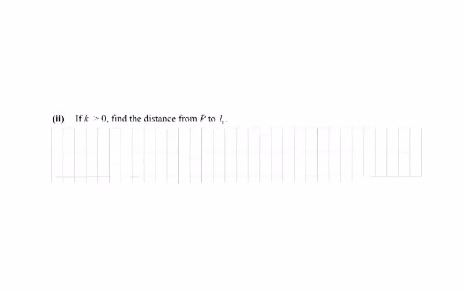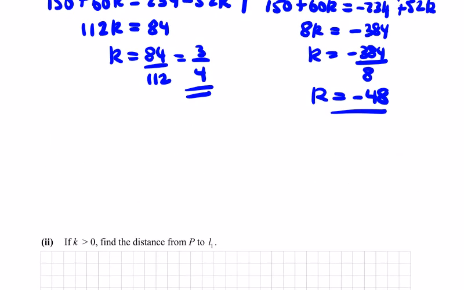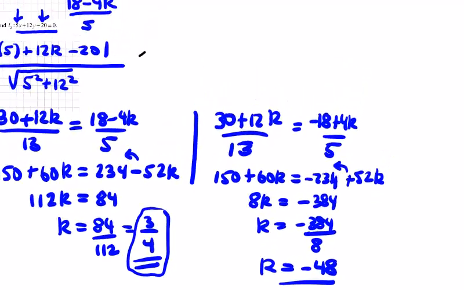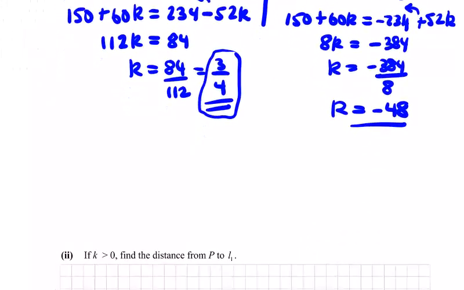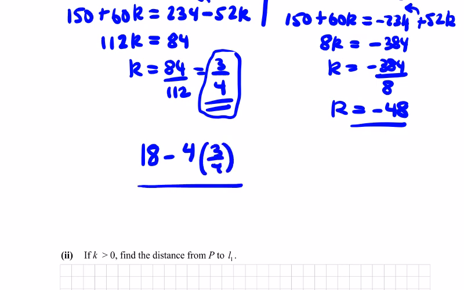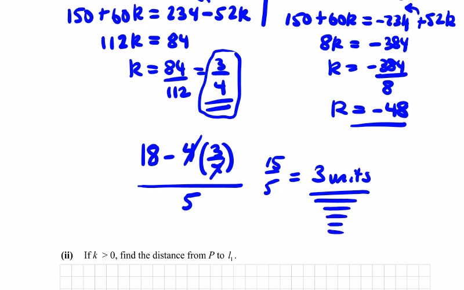And the last part is just if k is greater than 0, find the distance from P to L1. So greater than 0 is 3 over 4. Sub it into whatever's easiest: 18 minus 4k over 5. 18 minus 4 by 3 over 4, divided by 5, will be 15 over 5, which is equal to 3 units. To conclude this video.